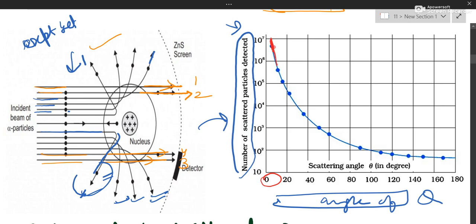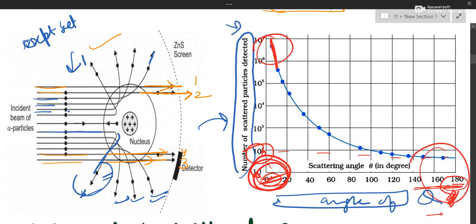Particles getting deflected by small angles are very large in number. That means the atom is mostly empty. Now those getting deflected by large angles, here it is 160, 180, such angles, those particles are very small in number. So this is to be written: what do we infer from this graph? The alpha particles scattered by smaller angles are very large in number, and the alpha particles deflected by larger angles are very small in number.